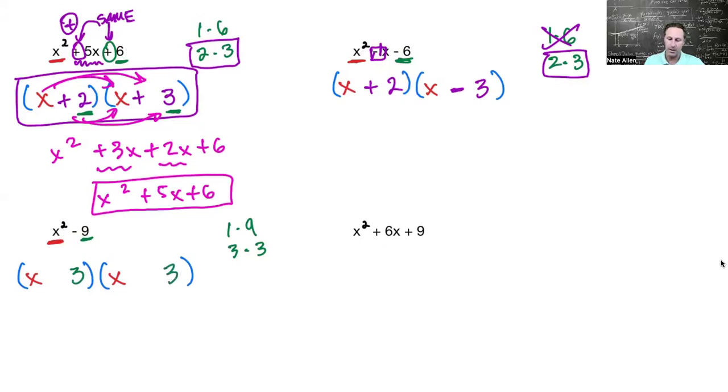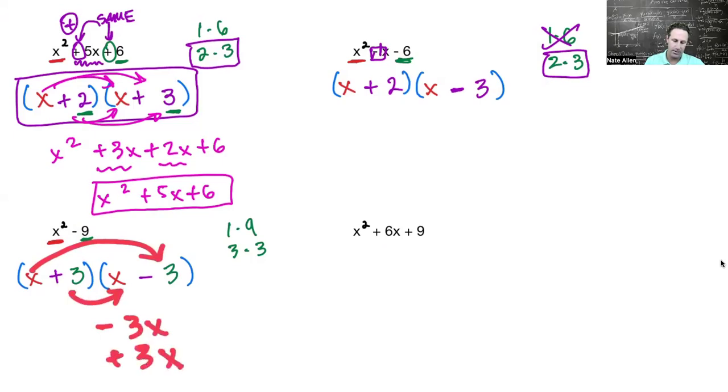And of course, if we need it to zero out, that means we need 1 to be positive and 1 to be negative, so that when we do our distribution, we're going to get our x squared at the first end. We're going to get our -9 at the other end, but that's going to give me -3x, and that's going to give me +3x's to cancel out and have 0 x's in the middle.